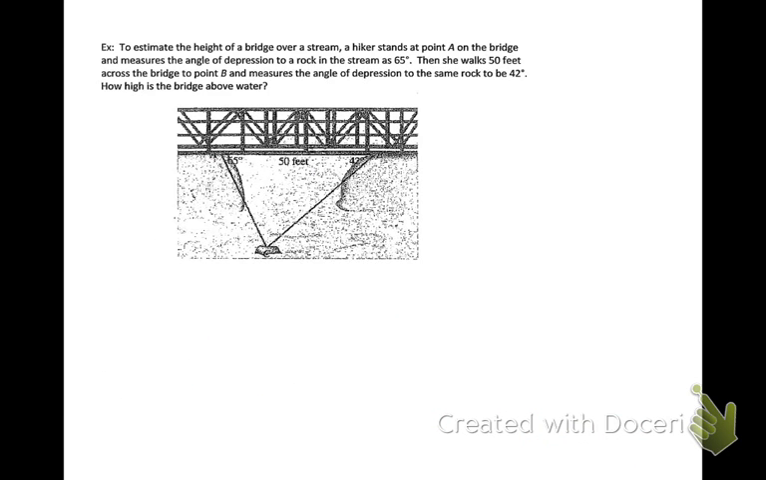Here's an application. To estimate the height of a bridge over a stream, a hiker stands at point A on the bridge and measures the angle of depression to a rock to be 65 degrees. Okay, so you can see there the 65 is marked. Then she walks 50 feet across the bridge to point B and measures the angle of depression of the same rock to be 42 degrees. How high is the bridge above the water?